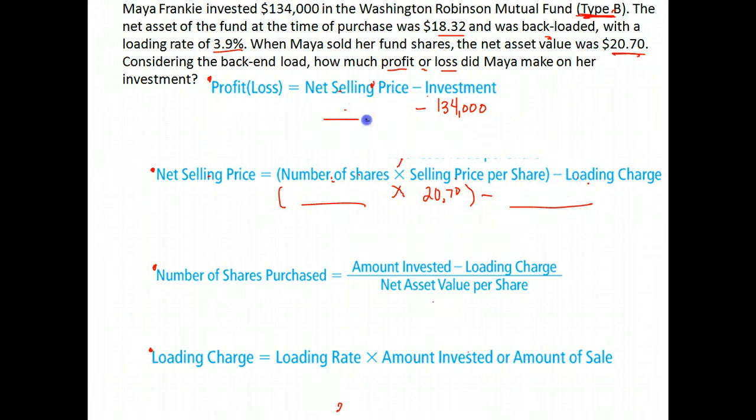Okay, so I'm just going to leave these blanks and we'll come back up and fill them in as we find them out. I drop down here. So to fill this out, I have to know the number of shares and the loading charge. So let's find the number of shares.